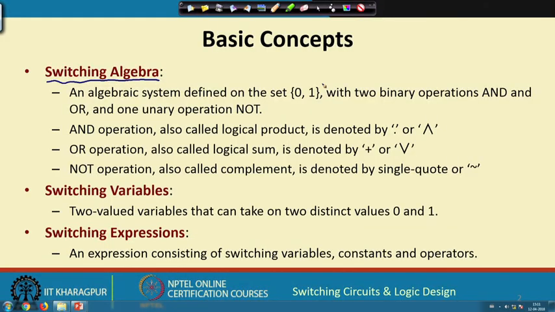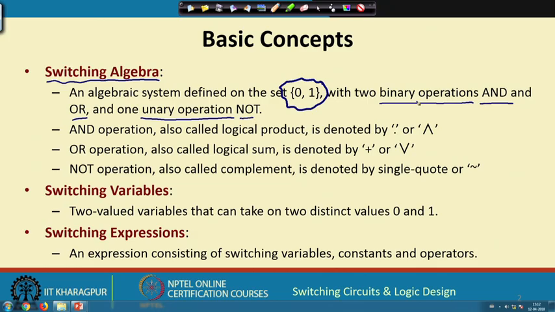So, what are the basic components of a switching algebra? Let us see that first. First is the numbers that we are working on, 0 and 1. So, this algebra is defined on the set 0 and 1. Everything is either 0 or 1, nothing outside that, and there are two binary operations AND and OR and one unary operation NOT.